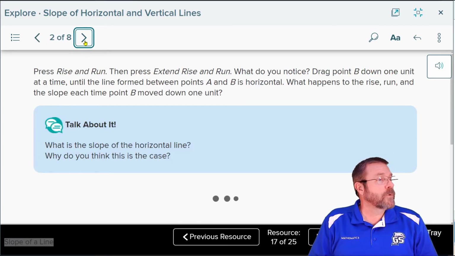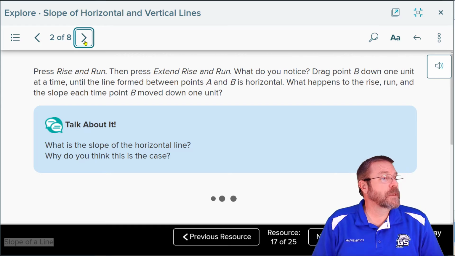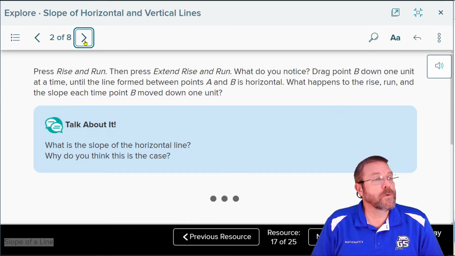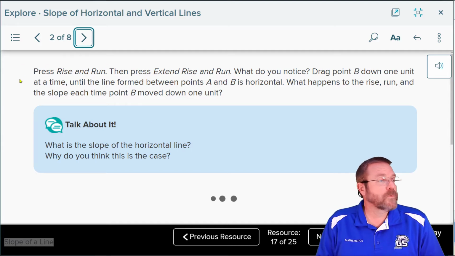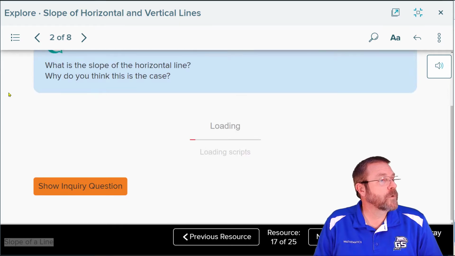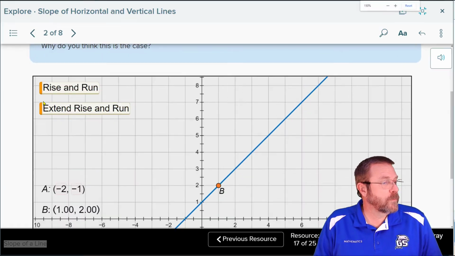So we're going to press rise over run to extend the rise and run. What do we notice? We're going to drag point B down 1 unit at a time until the line formed between the 2 points A and B is horizontal. And we're going to see what happens to the rise and run of the slope each time point B is moved down. Okay, so we're going to zoom out a little bit.